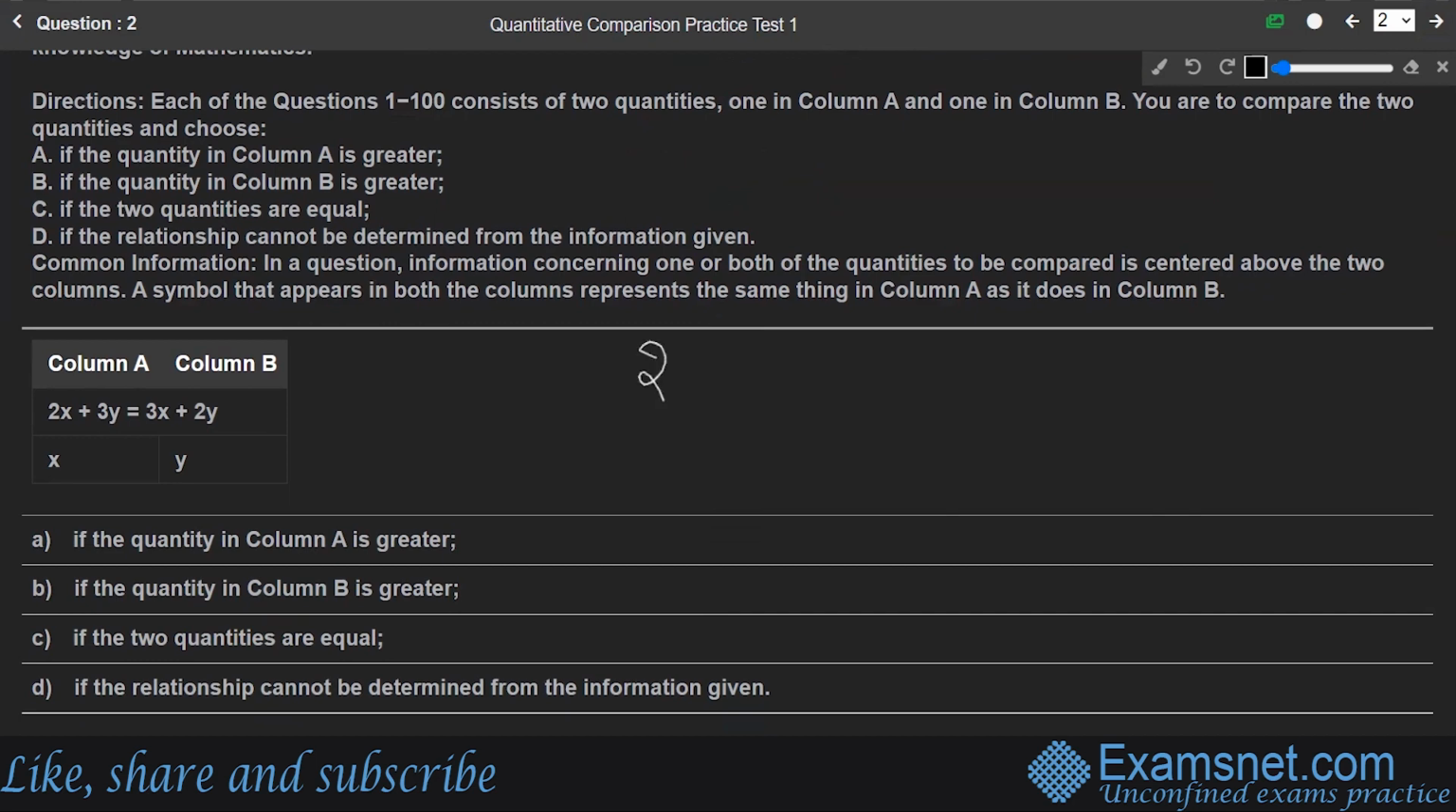This is the general information provided: 2x plus 3y is equal to 3x plus 2y. By seeing this information, we are supposed to find out the value of x and y. So let us solve this equation.